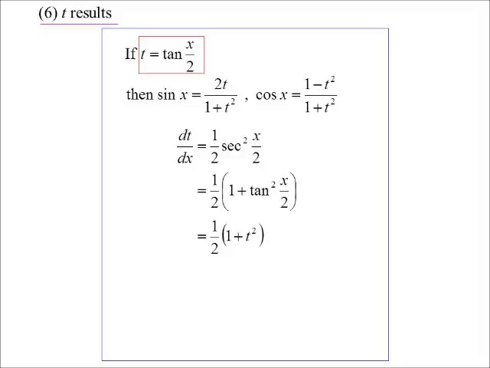So dt/dx would become a half sec squared x on 2. Sec squared is 1 plus tan squared, and so that becomes 1 plus t squared. So we end up with dx equals 2 dt on 1 plus t squared. Now, the reason I've boxed those two, we don't go through that derivation each time, because after a while we'll just remember, okay, if I'm using the substitution, it's like another t result, if you like. If t equals tan x on 2, then dx is 2 dt on 1 plus t squared. Okay.